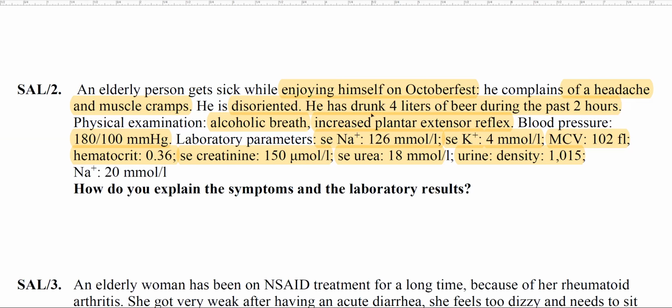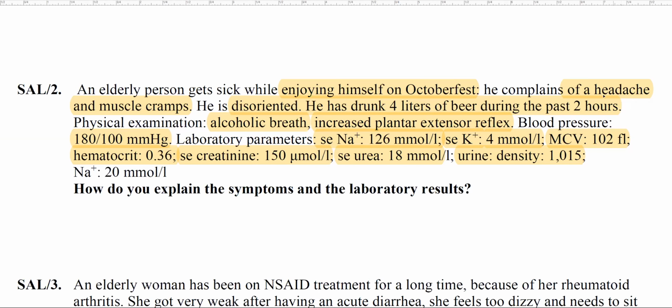However, this patient, first of all, drank too much. And the beer is a hyponatremic solution, so close to water. And this means the patient developed a hyponatremic hypervolemia. And because the osmolarity decreased, this is why the water went intracellularly as well. This is what you can see in MCV, but not only there, but in the brain.